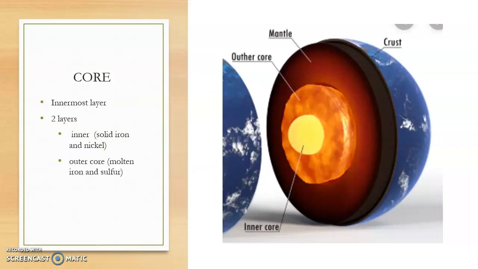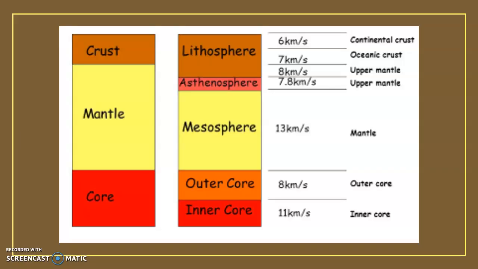So we've gone from the crust to the mantle. Now we're into the core. There are two layers of the core. There's the inner core, which is all the way on the inside. It is solid from all that pressure, made up of iron and nickel. The outer core is more molten, made of iron, but also sulfur. So the inner core is solid. Think of all the pressure that's on it. The outer core is more liquid.